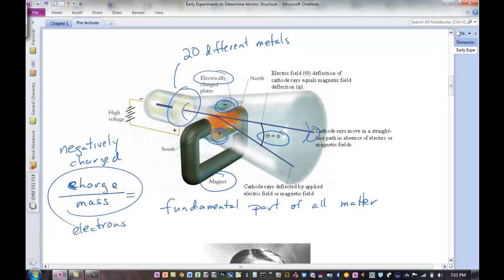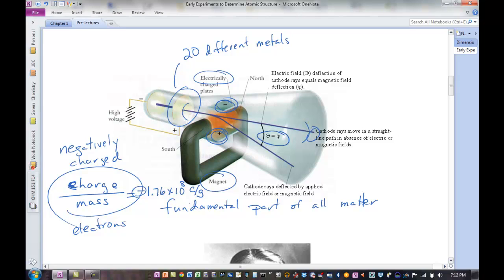Okay, and he determined, he didn't quite get this value, but his value was pretty close to this from his first experiment. This value got revised over the years as experiments got better, but it's negative 1.76. Remember, electrons are negatively charged. Coulombs per gram. Now, coulombs is the SI unit of charge, so don't worry about that too much.